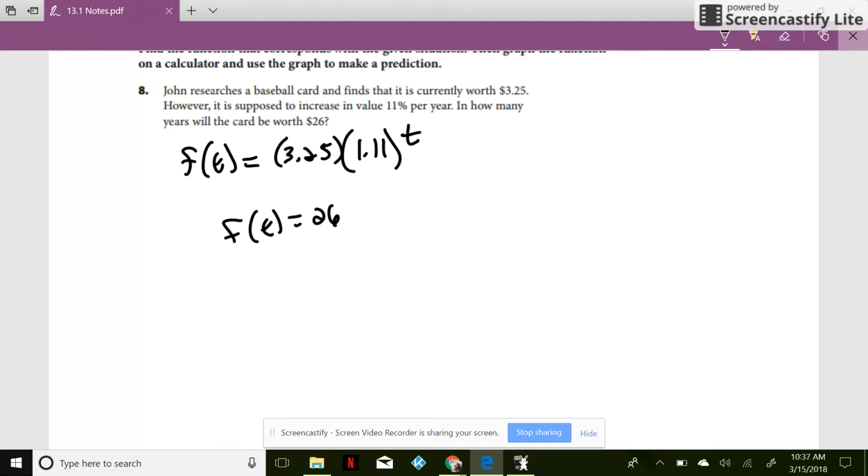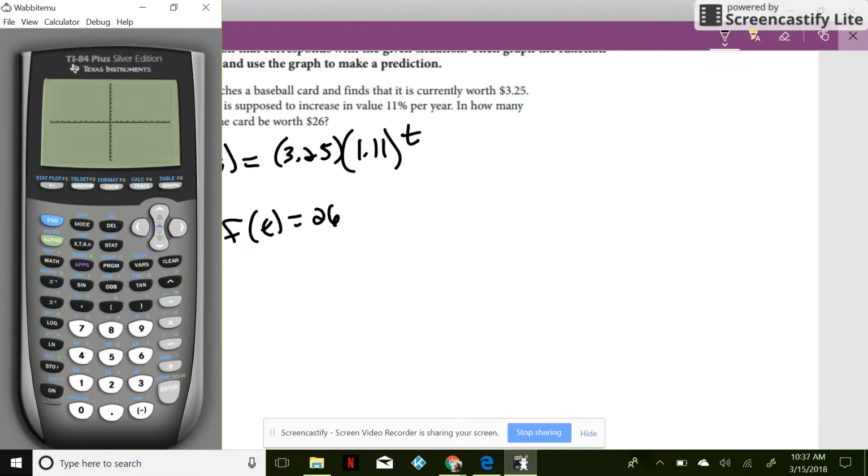So this is where we'll grab our calculator. We're going to graph two things: 3.25 times 1.11 to the x, because that's our variable. And I'm also going to graph 26. So since I know I'm going to have a line at 26, I'm going to have to change my window here. Oh, just kidding. We'll keep our x values the same. We have to change the y values. We'll change the y values from 0 to 30 with the scale of 3.